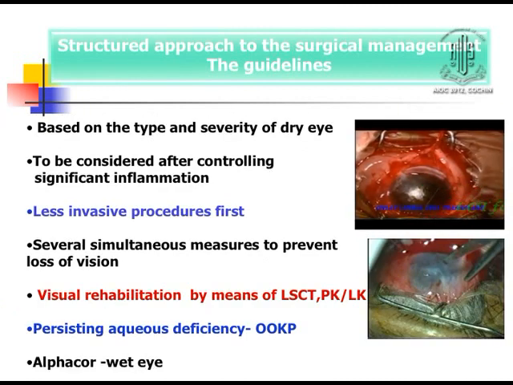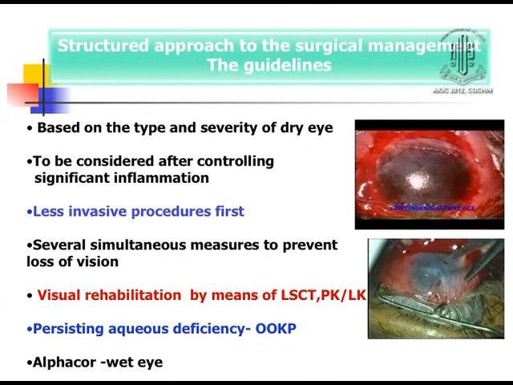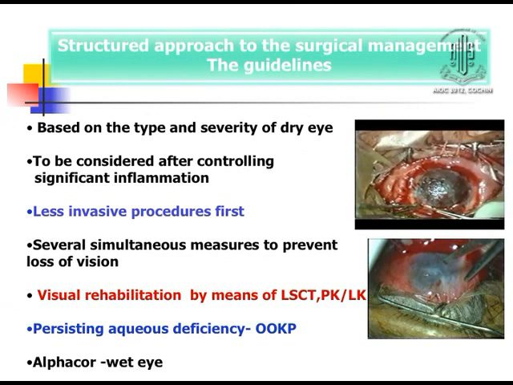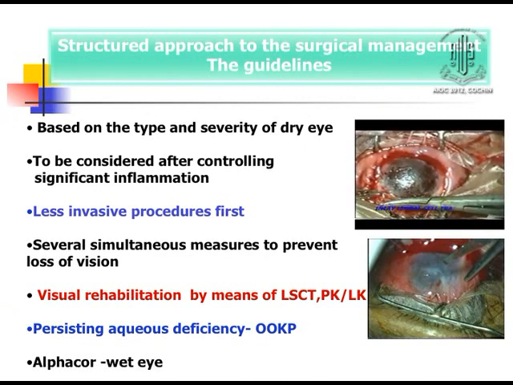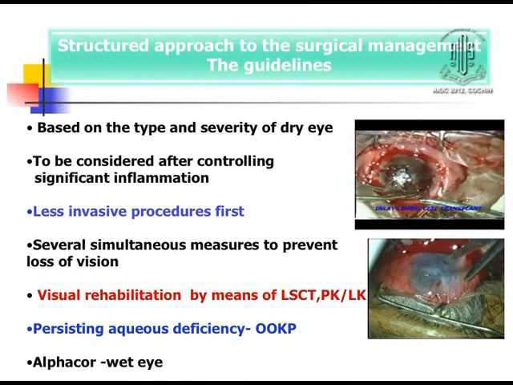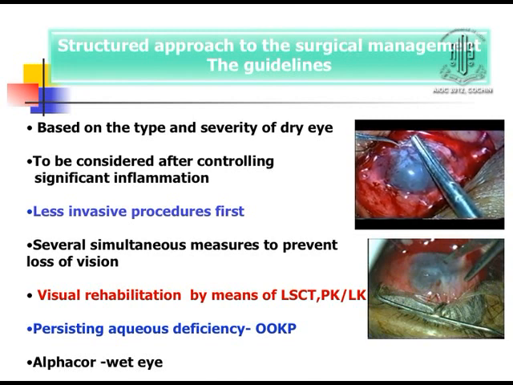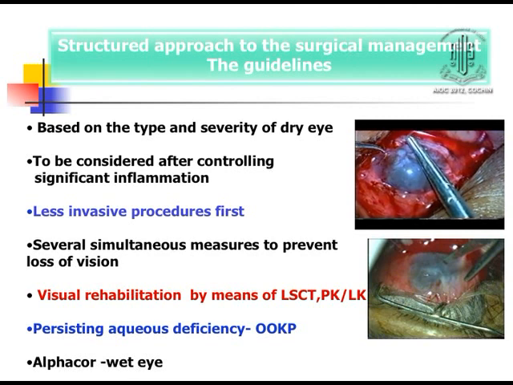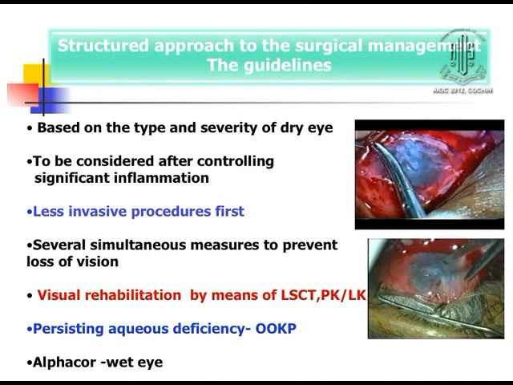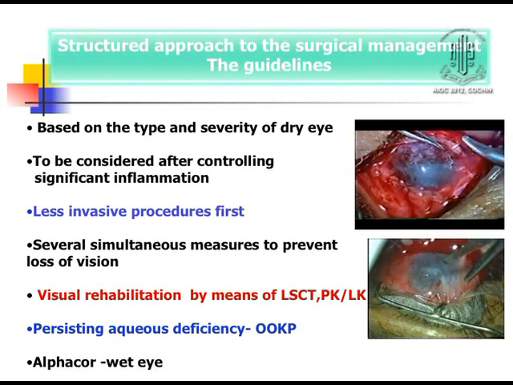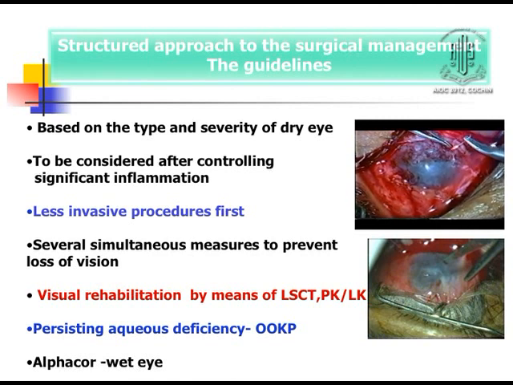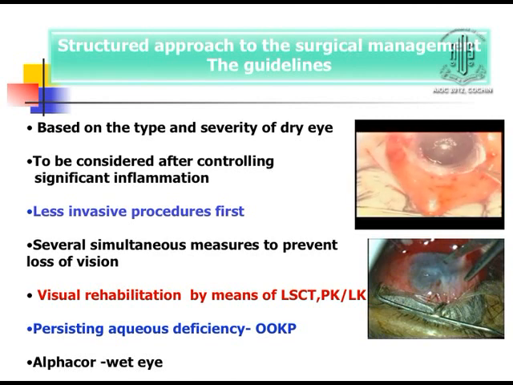Then what is the guideline we have to see? It is based on the type and severity of the dry eye. This guideline is for limbal stem cell, any surgical management. Based on the type and severity of the dry eye, we have to select the technique. It always has to be considered after controlling the inflammation. Then the third thing is we have to start with a less invasive procedure first, followed by, if required, the other extensive procedure.